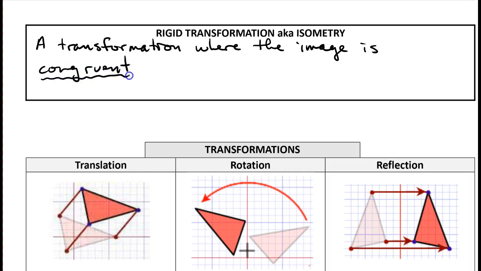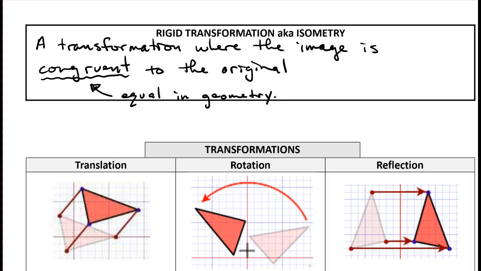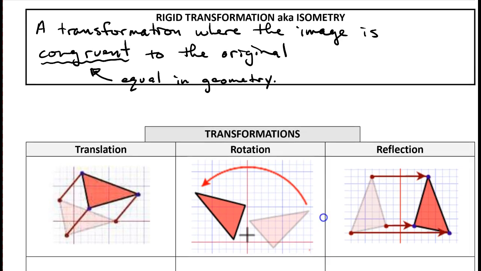Okay, here's another vocabulary word, to the original. Okay, this word congruent, this is equal in geometry. So instead of saying things are equal in geometry, we say that they are congruent. And we'll talk about this more also, but it's another vocabulary word that you want to commit to memory. If things are congruent, then they have exactly the same size and shape. Again, it's the equal sign of geometry.